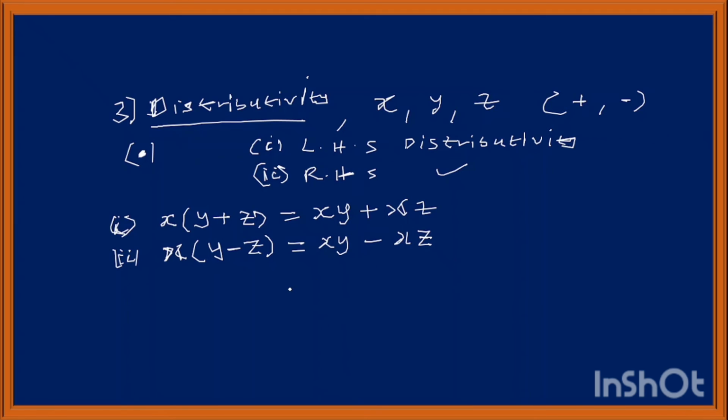So let me explain what I have here. This is called left hand side distributivity, because the value that is distributing into the bracket is from the left hand side, and that value is x. So the first one is called left hand side distributivity with respect to addition, while the second is called left hand distributivity under the operation of subtraction. So both these are called left hand side distributivity.